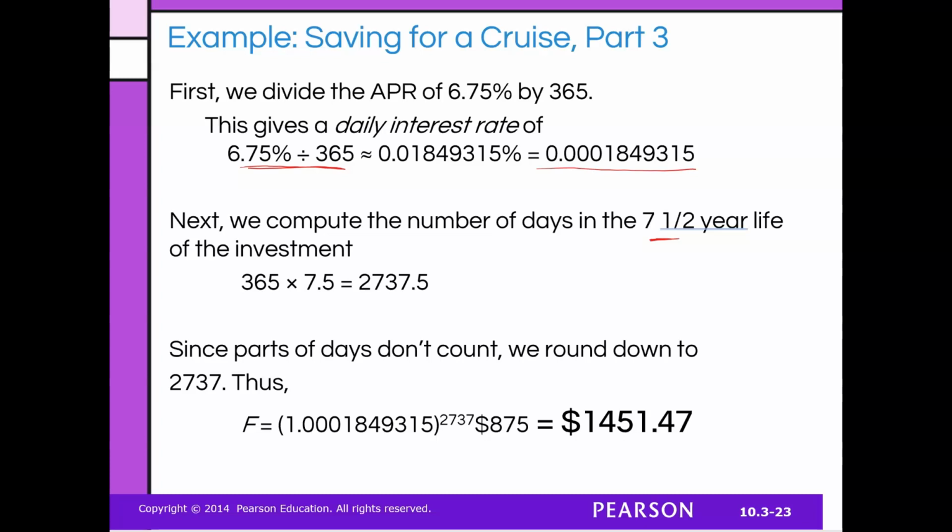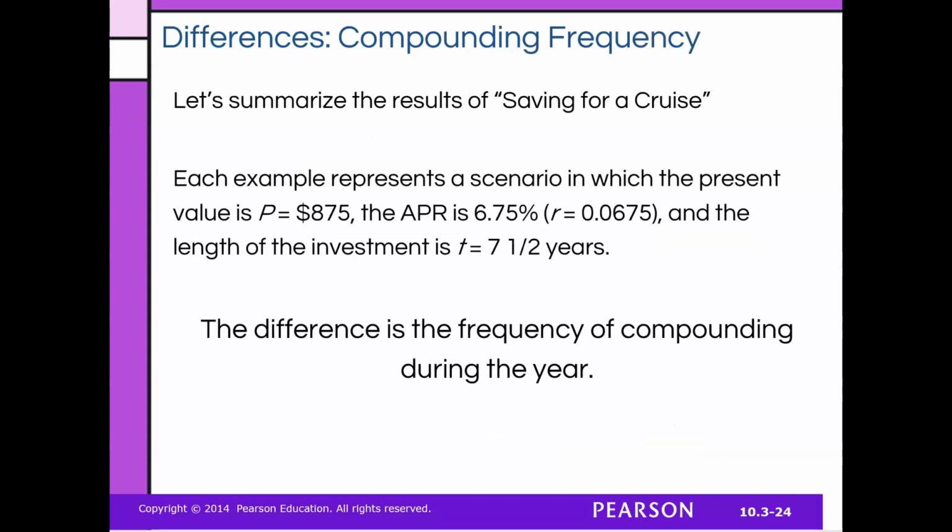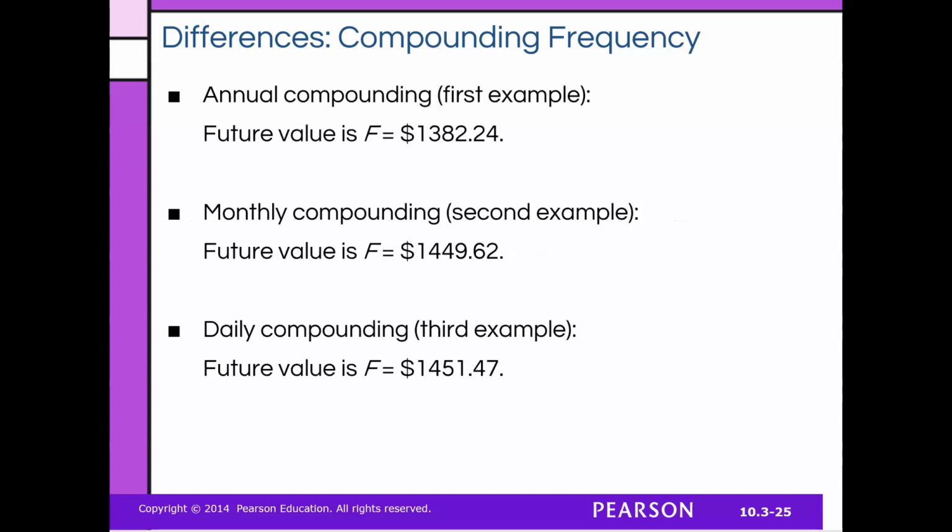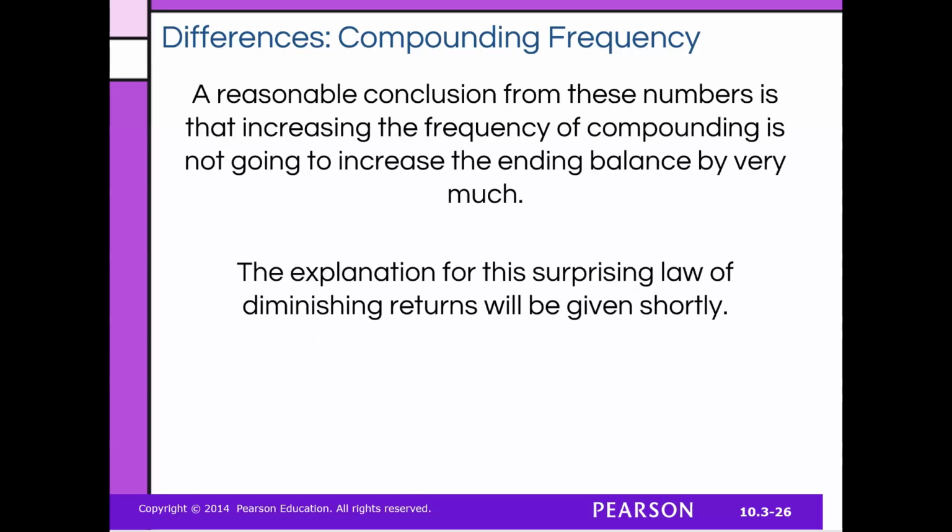So now we do this math and we find out we're still pretty shy of our number. For saving for a cruise, each example showed the different options, but the difference was really compounding how many times during the year. In the end, we weren't able to save enough money, but we were able to see the different options. With annually, we got the lowest, and with compounding daily, even though it was a couple dollars more, we still made the most money. So a reasonable conclusion is that we want as much compounding as possible.